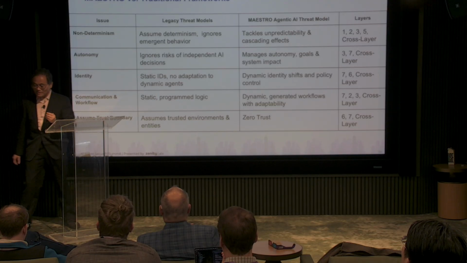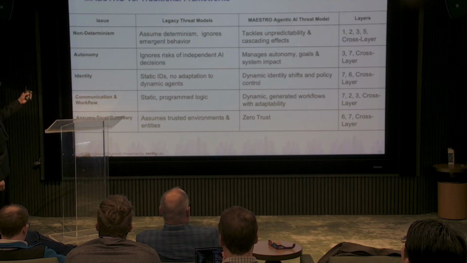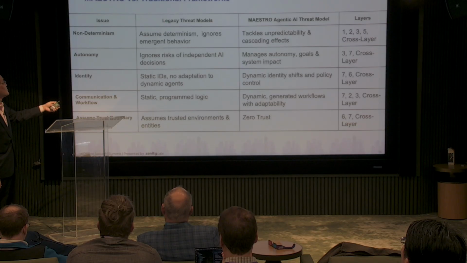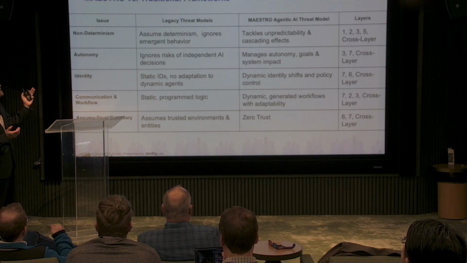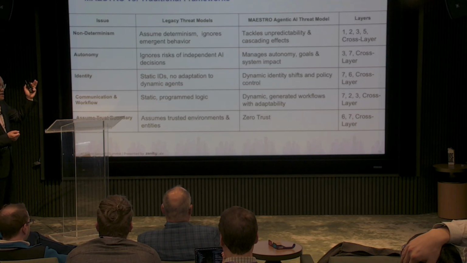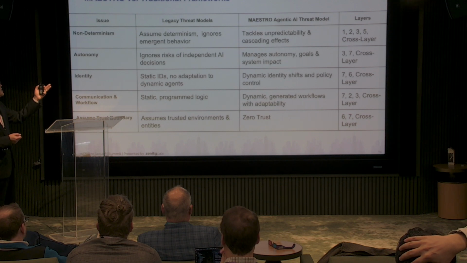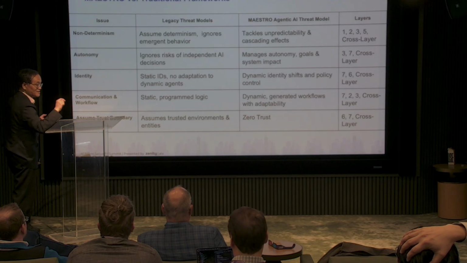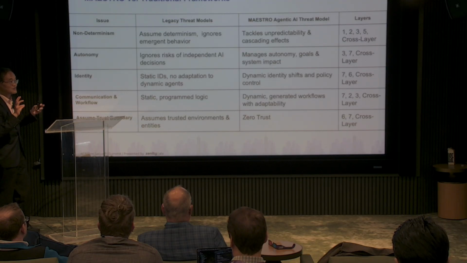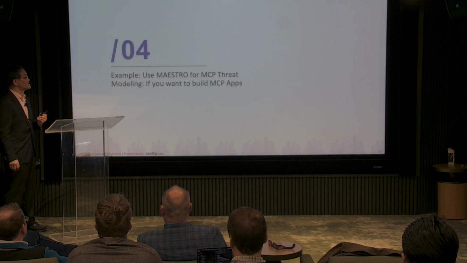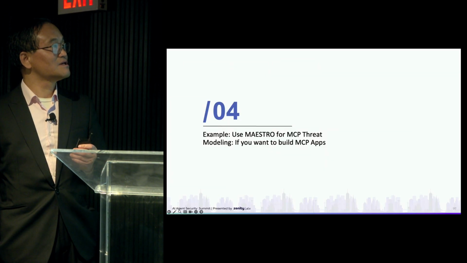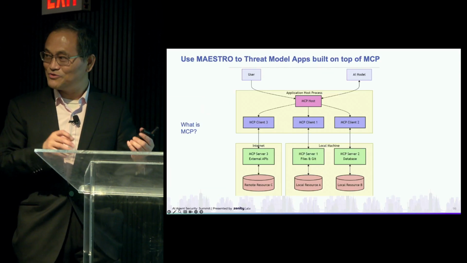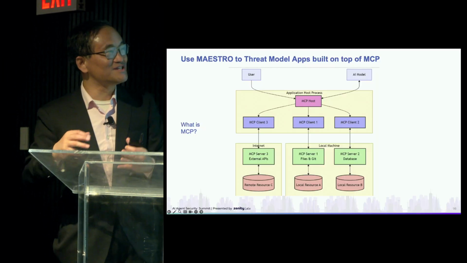So this table basically gives you the mapping between the old legacy model and the Maestro model. It's a comparison. For example, non-determinism: usually the legacy threat model assumes determinism, right? And Maestro is tackling this cascading effect. There's also cross-layer. The Maestro idea is you can have a cross-layer threat as well. Because of time, I skip a little bit. It's a 90-minute talk as an occasion, so I'm trying to squeeze this, right?